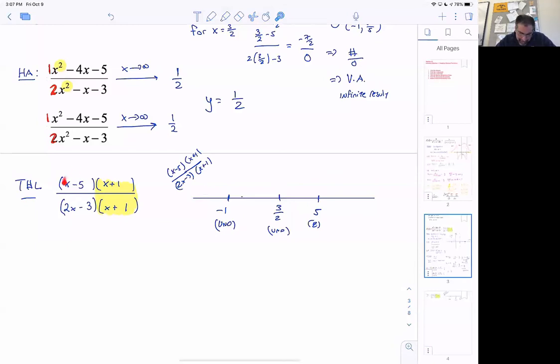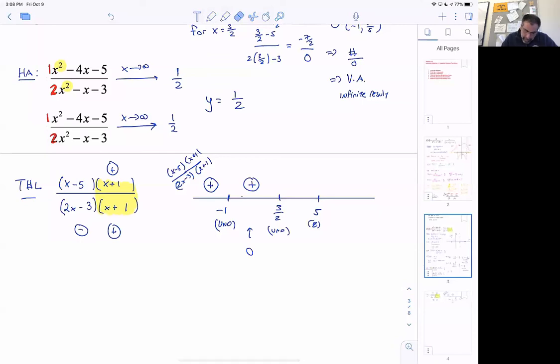When I plug that in, this factor right here is going to be negative. When I plug in negative 10, this is going to be negative, this is going to be negative, and this is going to be negative. So we've got 4 negatives. That's going to make negative 10 turn out to be a positive result. Okay. Now I'm going to plug in 0, because 0 is between negative 1 and 3/2. So when I plug in 0, this one's going to be negative, this one's going to be positive, this one's going to be positive, this one's going to be negative. So we're going to get 2 negatives, which is going to give us a positive result. So this is going to be positive.